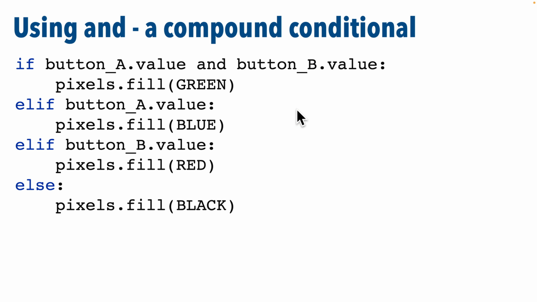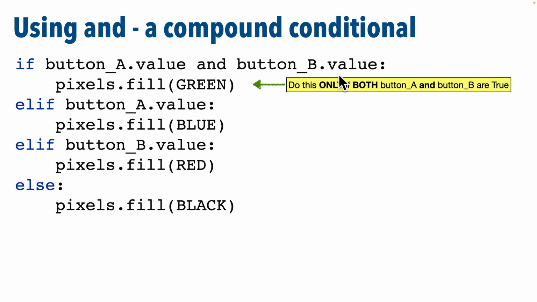Well, that's interesting, but what if we wanted to say turn the lights green if both A and B were pressed at the same time? Well, we can do that by checking to see if two things are true at once by adding an and clause. So we'll only execute here if button value A and button value B are true. Otherwise, we'll check to see if just A is true. If not, we'll check to see if B is true. And if nothing is being pressed, we'll turn off all the lights by setting them black.